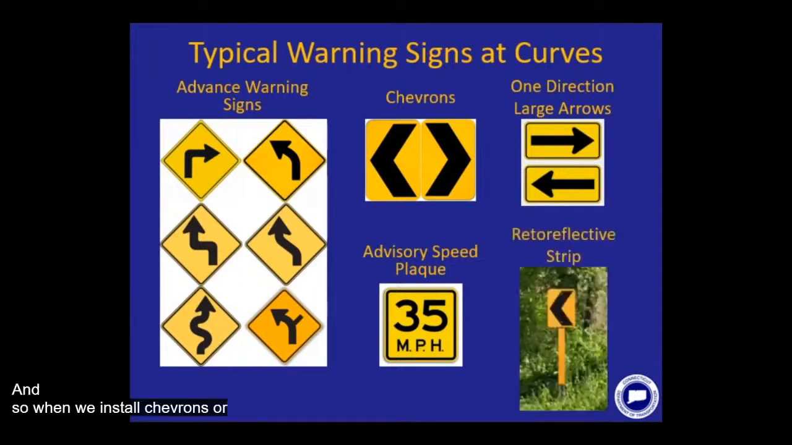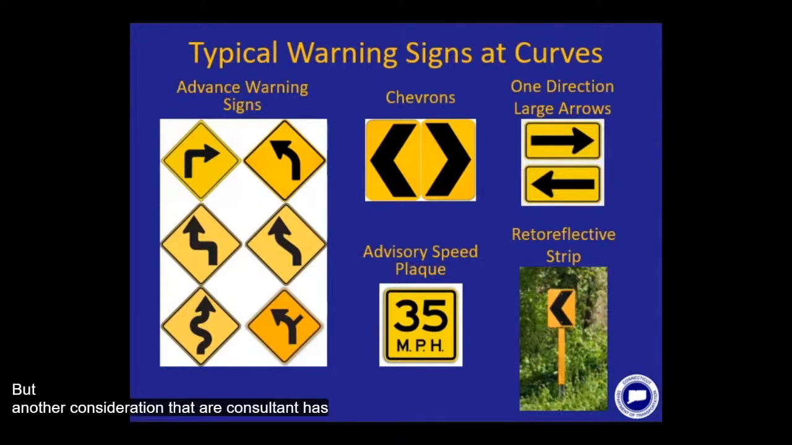And so when we install chevrons or ODLAs at a curve, we will also attach a retroreflective strip, which is just a strip of retroreflective sheeting that is applied to the post of a sign to make those signs even more visible to approaching traffic, especially at night. And so these are all just a sample of all the different signs our consultant must consider when the measured advisory speed is low enough that signs are warranted at a curve location.